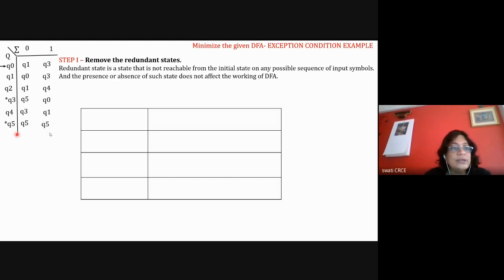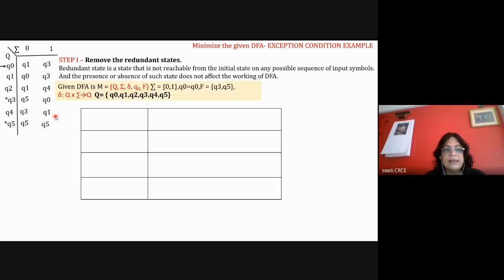So here this DFA is given to me. I have to minimize it. So my first step is to remove the non-reachable states. Write down what is the given DFA, and then say that I'm assuming that the set S is a set of reachable states, and Q0 is a reachable state because it is the initial state. So Q0 by default is in S.